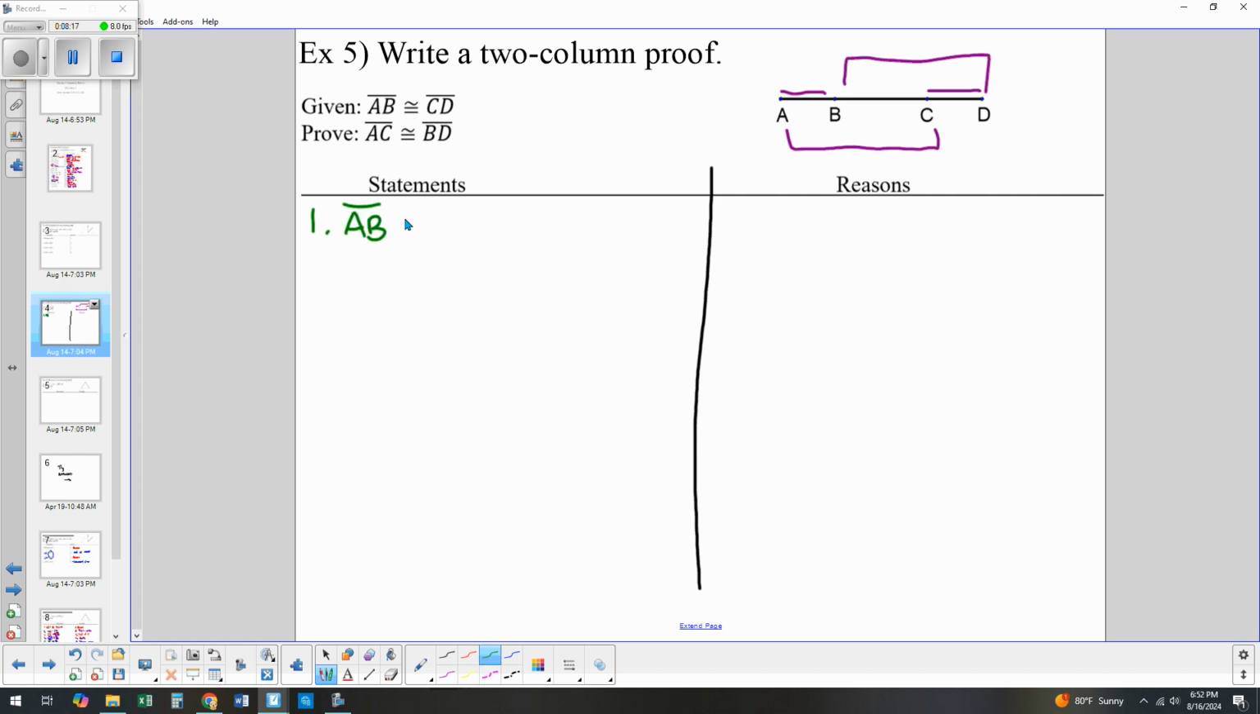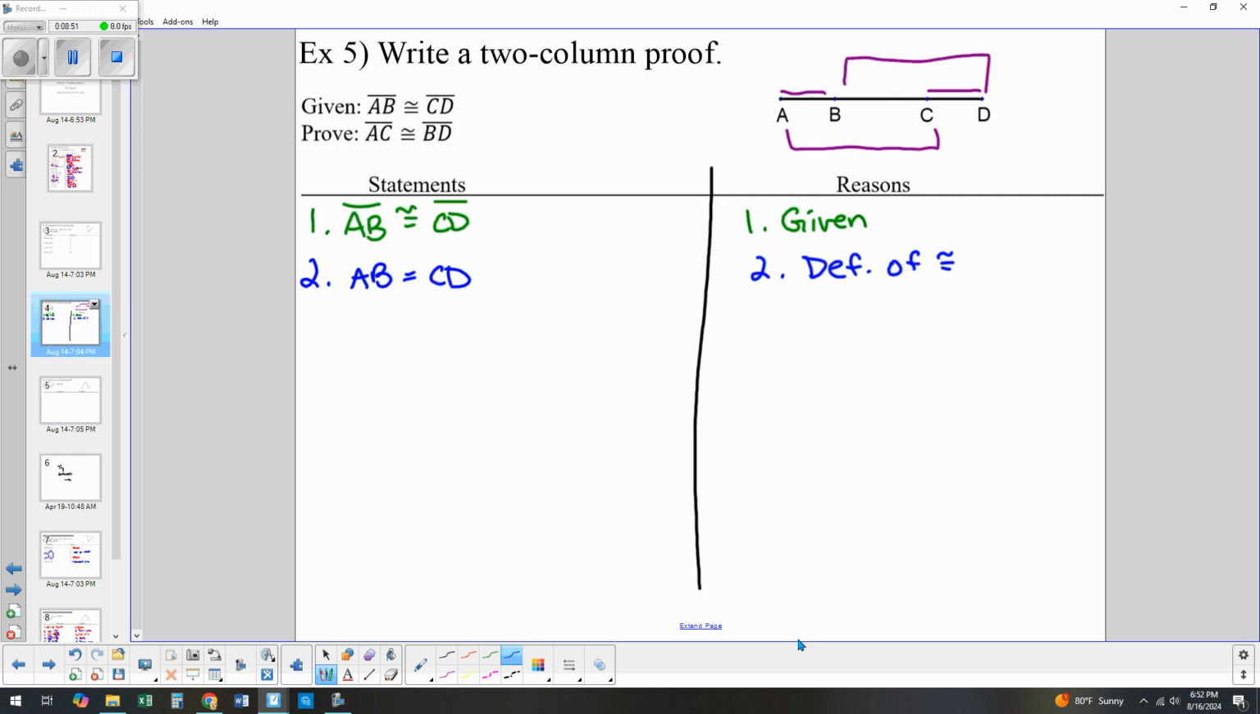So I'm going to start with what I'm given. Segment AB is congruent to segment CD. And since I know I'm going to have to create additional segments in this problem, using most likely the segment addition postulate, I'm going to need things to be in terms of equals instead of in terms of congruent. So that's actually what I'm going to do next. I'm going to take this step here and make them equal to each other instead of congruent to each other. And we know that that's called the definition of congruence.